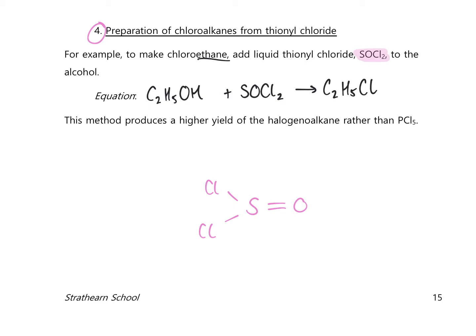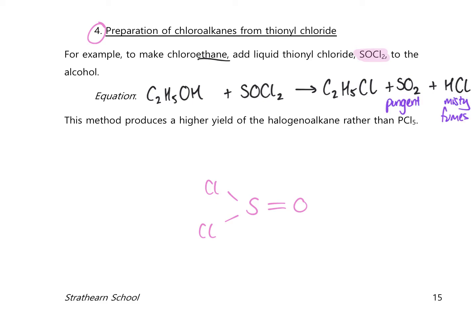C2H5Cl. That's chloroethane. We don't need a locant number there because there's only one halogen, and it is always going to be connected to the first carbon. Side products here are sulfur dioxide, SO2, 1 oxygen from the thionyl chloride and 1 oxygen from the alcohol. And your other product would be HCl.